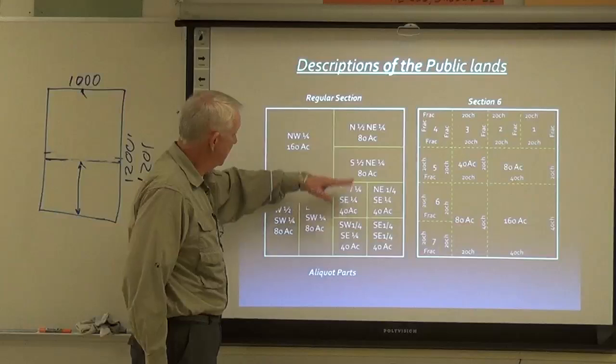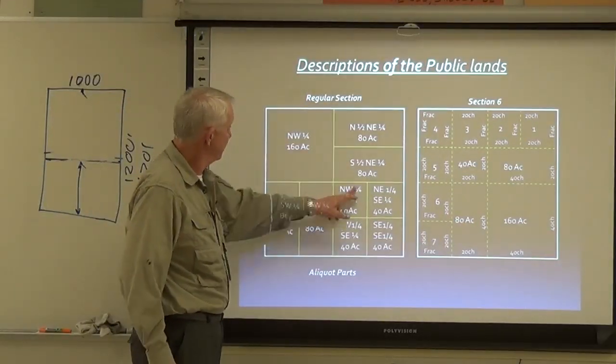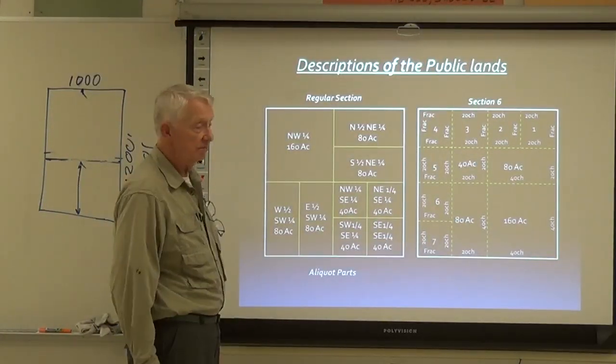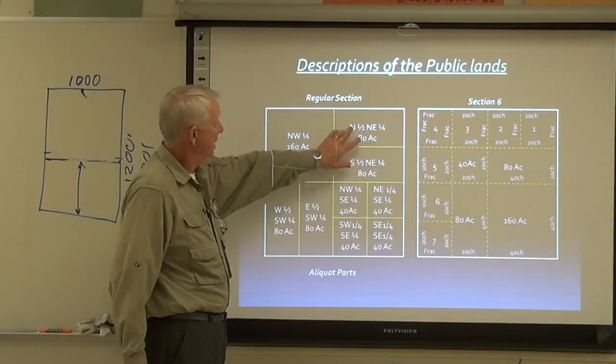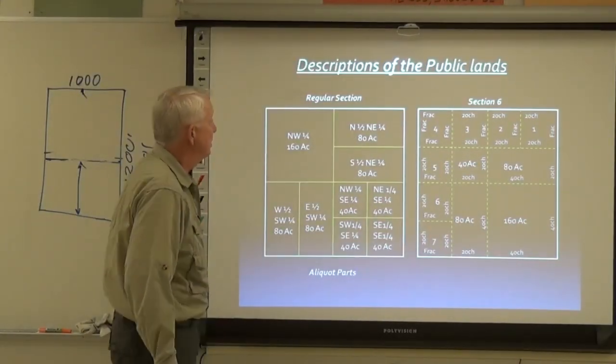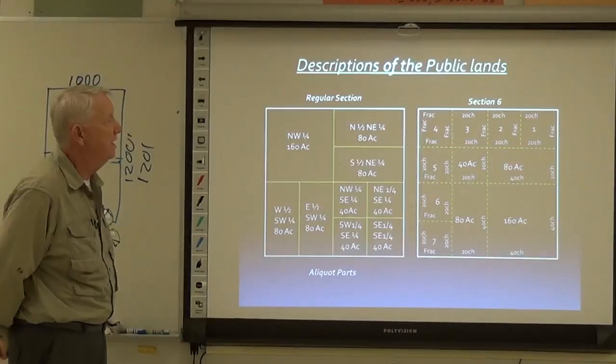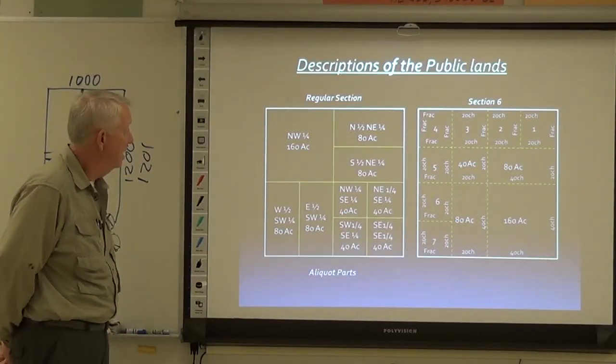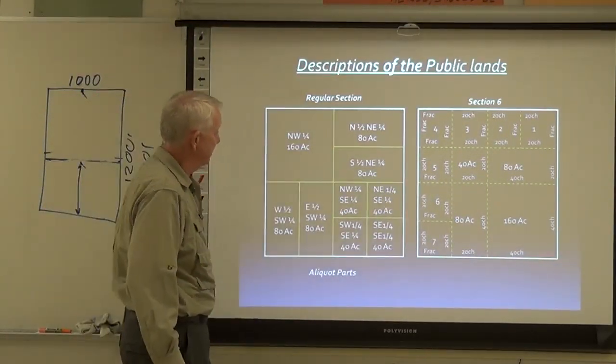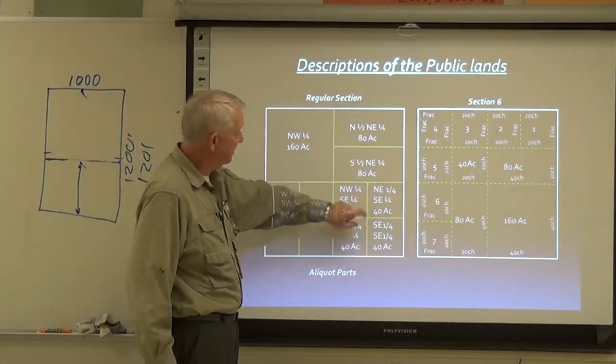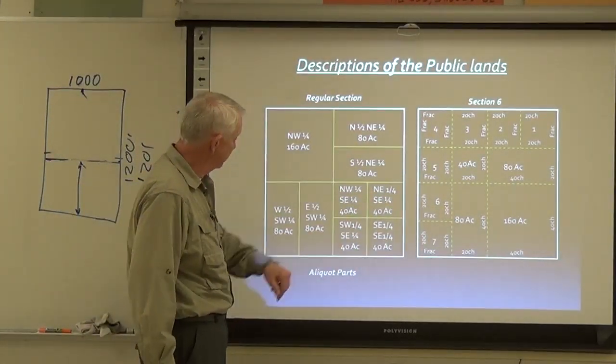If you're to divide the regular section up, this is the northwest quarter of the section. Over here, I could describe this as the north half of the northeast quarter. Down here is the south half of the northeast. Over here is the northeast of the southeast, the northwest of the southeast, and so forth and so on.